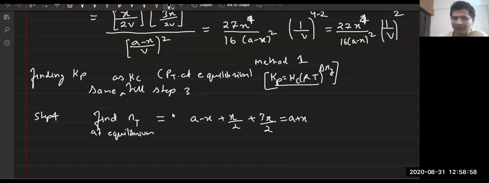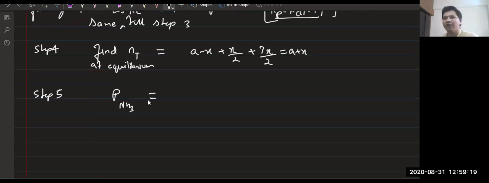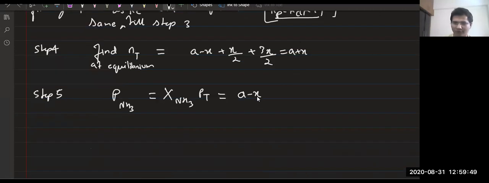So what is the partial pressure of A at equilibrium? Sorry, not A. Here we have NH3 now. Step 5: partial pressure of NH3 at equilibrium. What is the formula of partial pressure? In states of matter we have studied it: mole fraction of NH3 into P total. Mole fraction of NH3 is the number of moles of NH3, which is A minus X, divided by the total number of moles at equilibrium, which is A plus X, into P total. Agree?